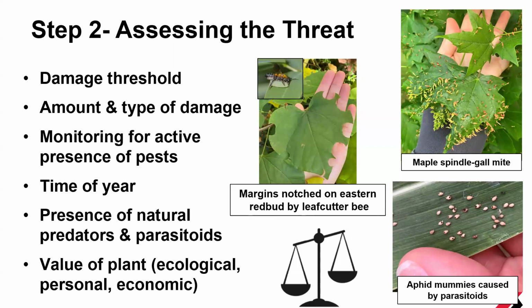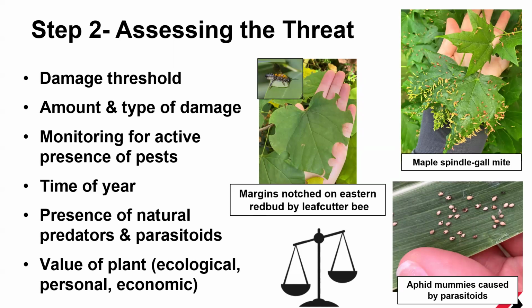And so on. And so thinking about damage thresholds, we might not have a particular number or percentage, but considering all the different factors that would go into your particular threshold for damage within your landscape. The amount and type of damage we are seeing, monitoring for active presence of pests. Sometimes we're seeing the symptoms of pest damage, but the pests have moved on and they're gone. Especially this time of year as it gets colder and colder, we may still see the remnants of damage that was done this past summer.